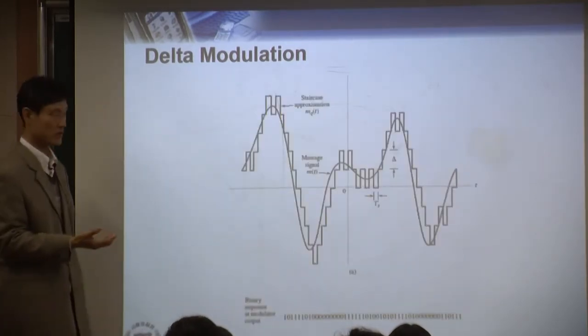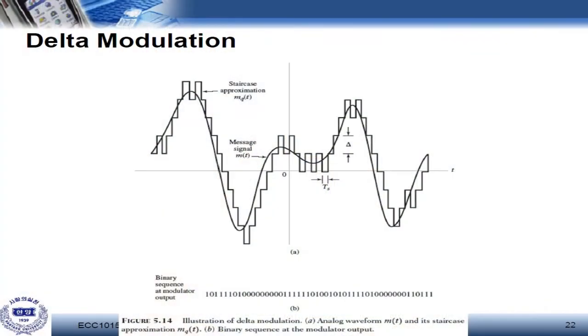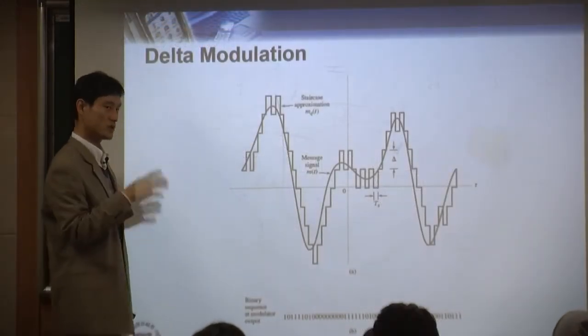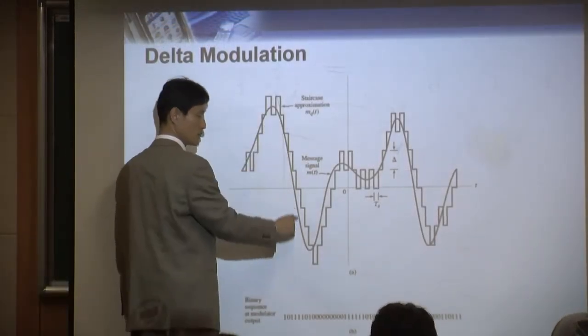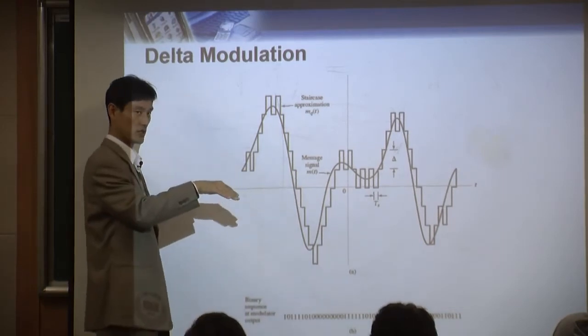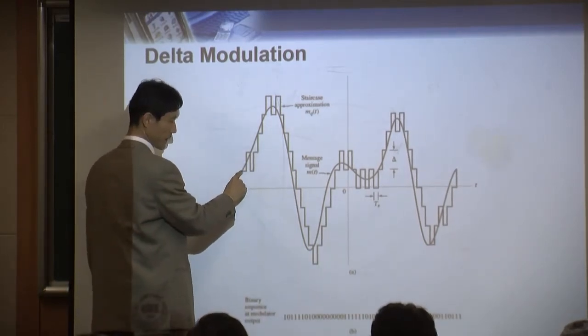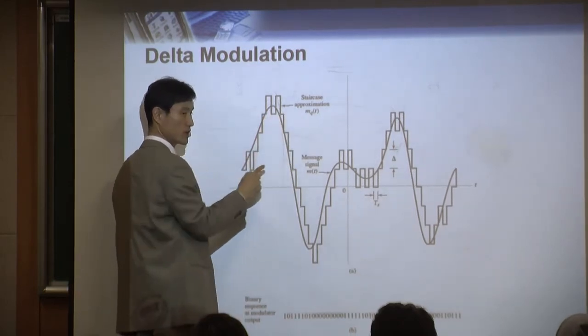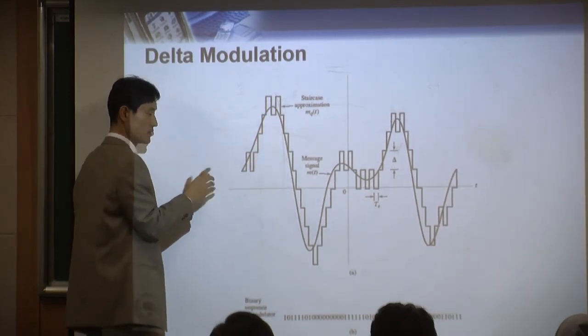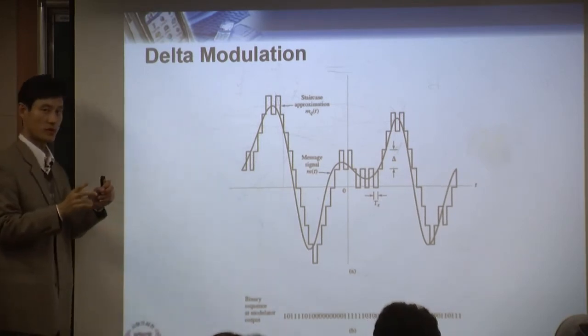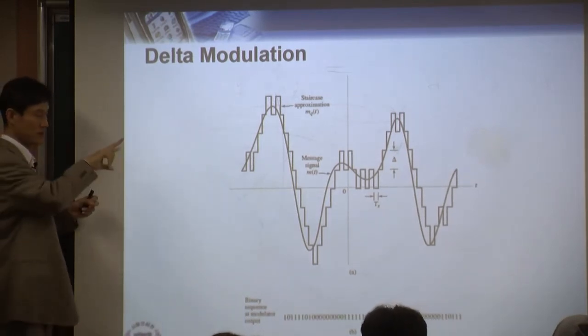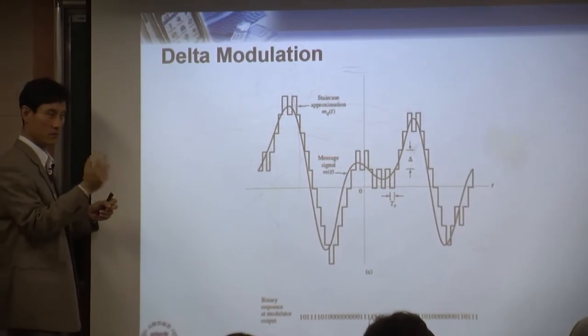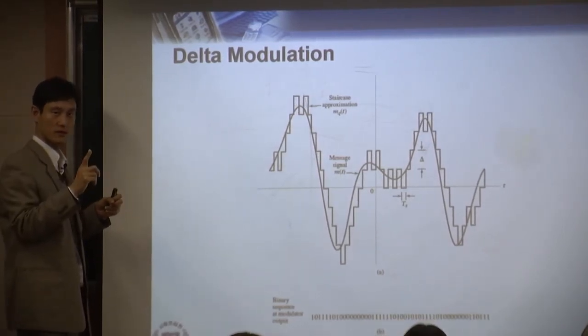So let me show you on the graph here. This is the original information, the original message, your smooth curve, m(t). Now when you use this smooth curve as the input to the delta modulation, the output looks like a staircase function. That's the output of delta modulation. In this delta modulation, the output is only one bit, up or down, only one bit.